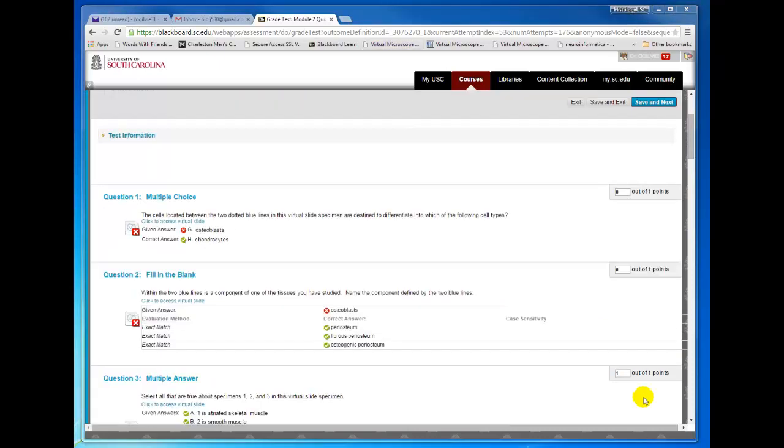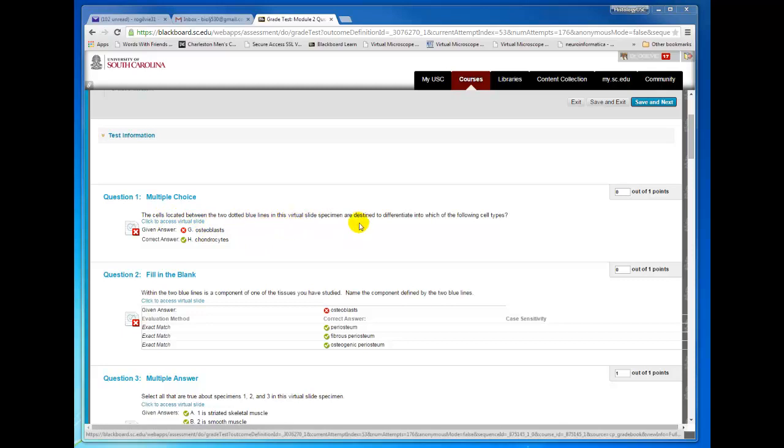I'm going to point out maybe one or two or three questions on part B of the Module 2 quiz. This particular question is asking, the cells located between the two dotted lines in this virtual slide specimen are destined to differentiate into which of the following cell types. The correct answer was chondrocytes, and this individual answered osteoblasts, which tells me that they didn't recognize that they were looking at cartilage and not looking at bone.